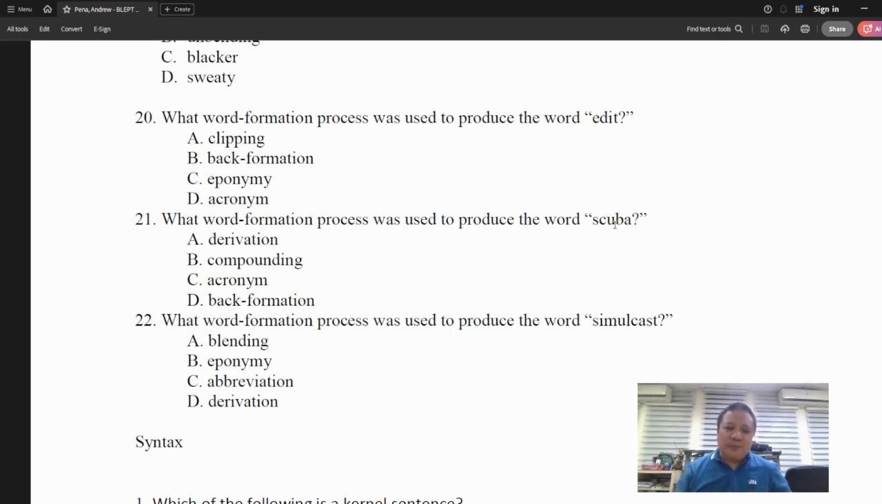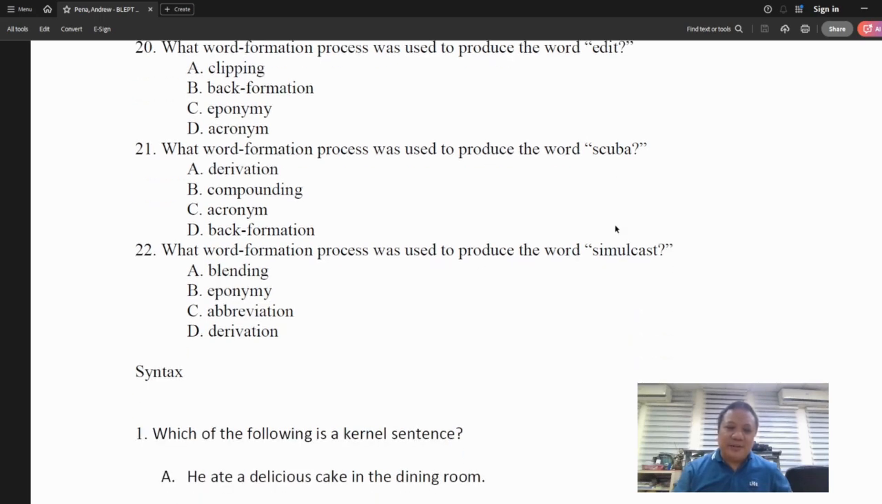21. What word formation process was used to produce the word scuba? A, derivation, B, compounding, C, acronym, D, back formation. Scuba used to mean self-contained underwater breathing apparatus, but people forgot the meaning of each word. They now use it as a single word, and so the source is acronym. So the answer is C, acronym.